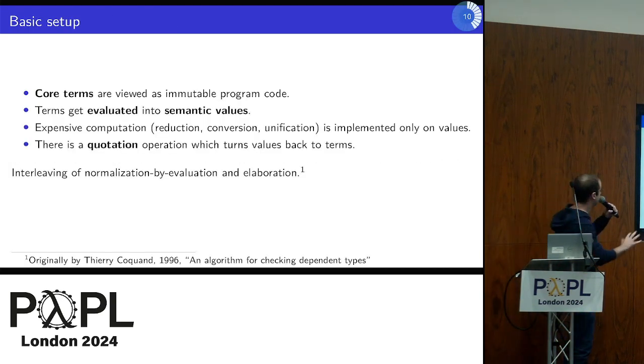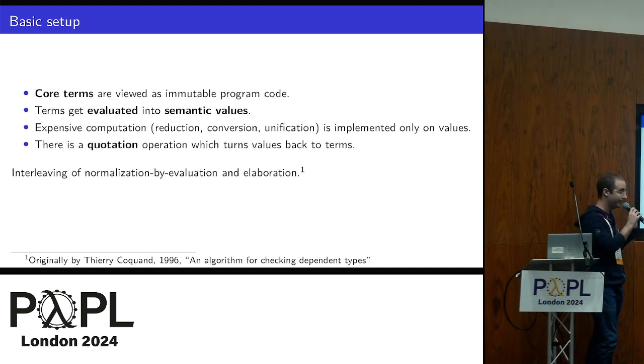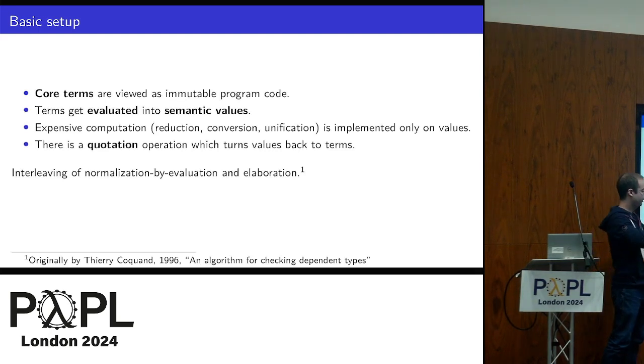Okay, so let's have a very basic setup. This setup is getting more and more popular, and I've been trying to make it more popular. Just to give a quick summary, inside our system there are core terms, the same way as in GHC, the same way as in Idris, essentially everywhere. This is a very standard thing to do. But here we say that core terms are viewed as immutable program code during elaboration. And the core terms can be evaluated into semantic values.